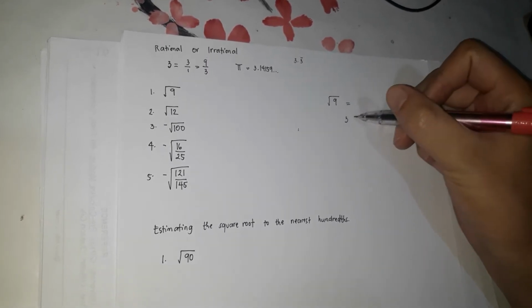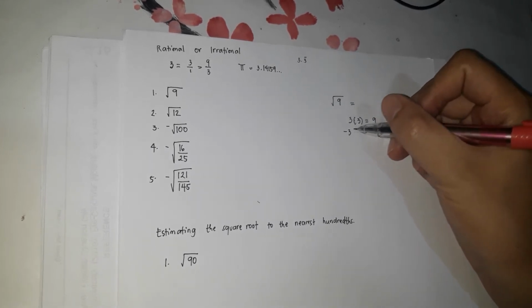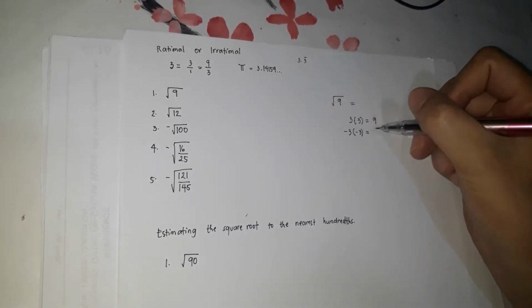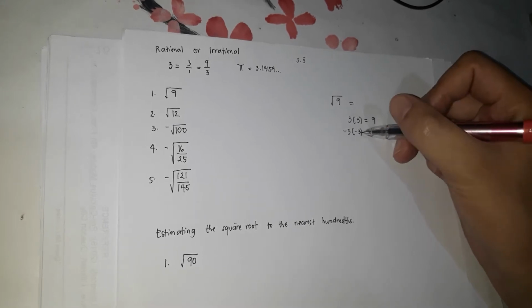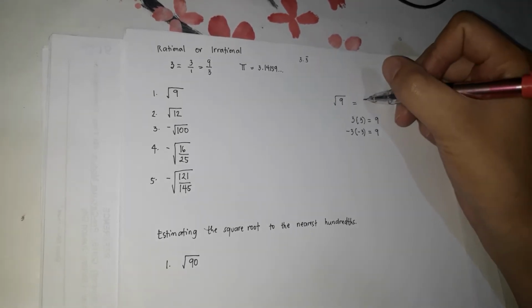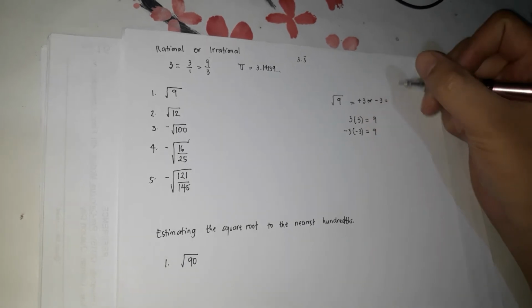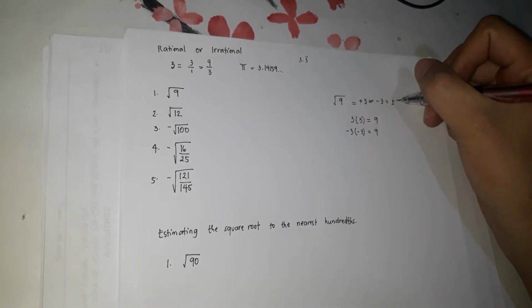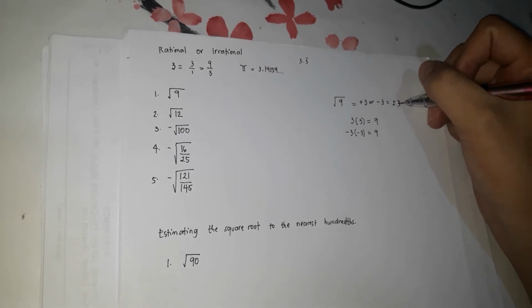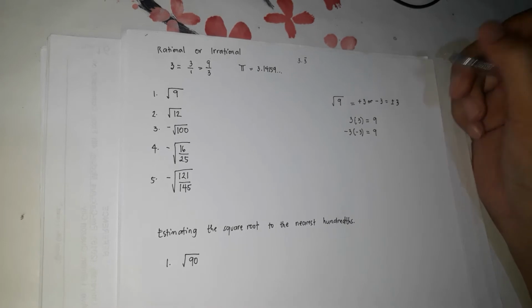Positive 3 times mo sa sarili niya na 3 is equal to 9. But there's also the other number which is negative. Kasi kapag negative 3 times negative 3 is equal to positive 9. Negative times negative is positive. So, it is positive 3 or negative 3. Dalawang sagot ng square root of 9. Or, you could rewrite this as plus or minus 3. Ibig sabihin, positive 3 at saka negative 3.